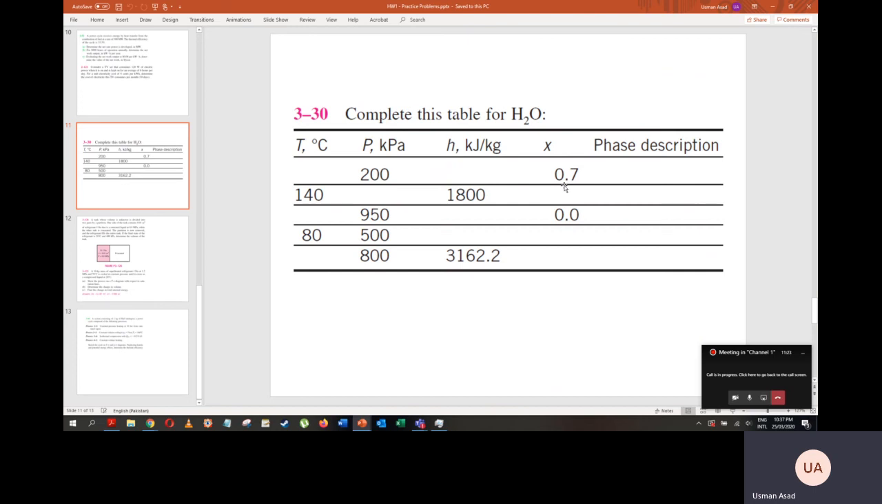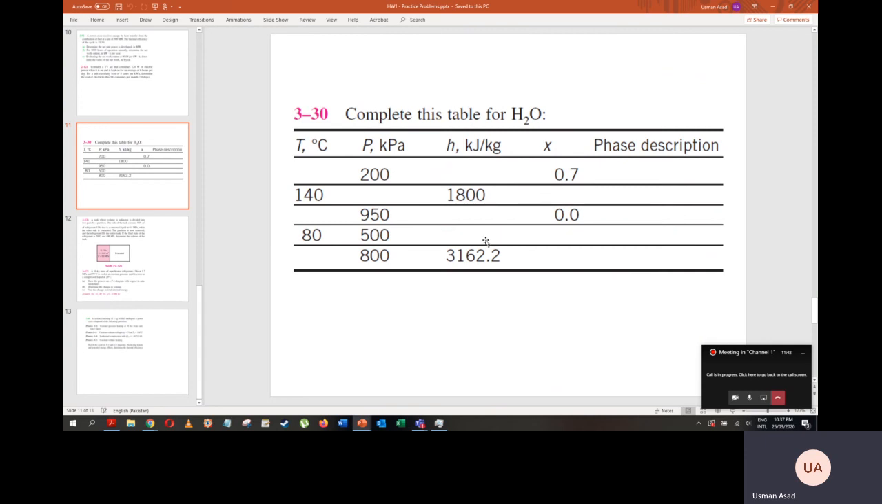ठीक है, या मिक्स्ड रीजन या वेट रीजन, there are a lot of names as we discussed in class. जो टेम्परेचर होगा, so notice कि यहाँ पे अगर टेम्परेचर प्रोवाइडेड भी होता और क्वालिटी गिवन होती, तो temperature and pressure would not have been independent intensive properties, because the temperature here is just going to be the saturation temperature corresponding to the pressure of 200 kilopascal.